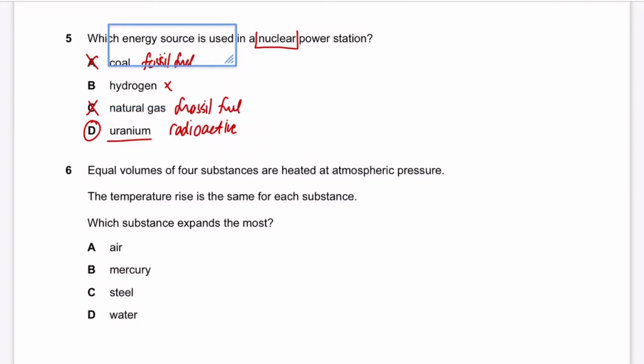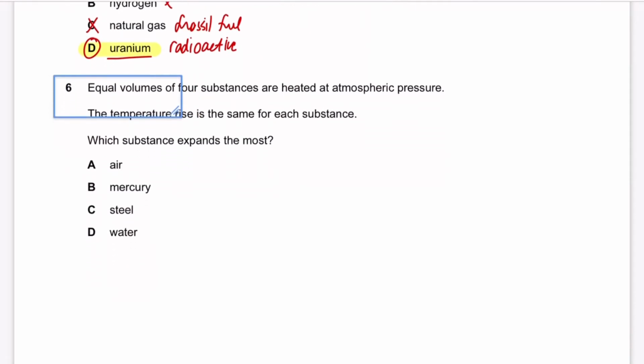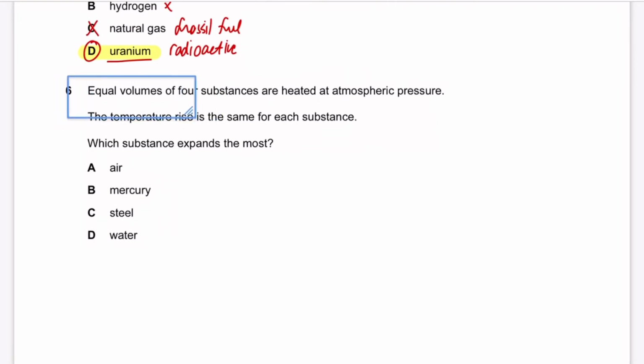Therefore, D is the answer. Moving on, question 6. Equal volumes of 4 substances are heated at atmospheric pressure. The temperature rise is the same for each substance. Which substance expands the most? Again, this is one of the factual questions. So I'll run through this question.